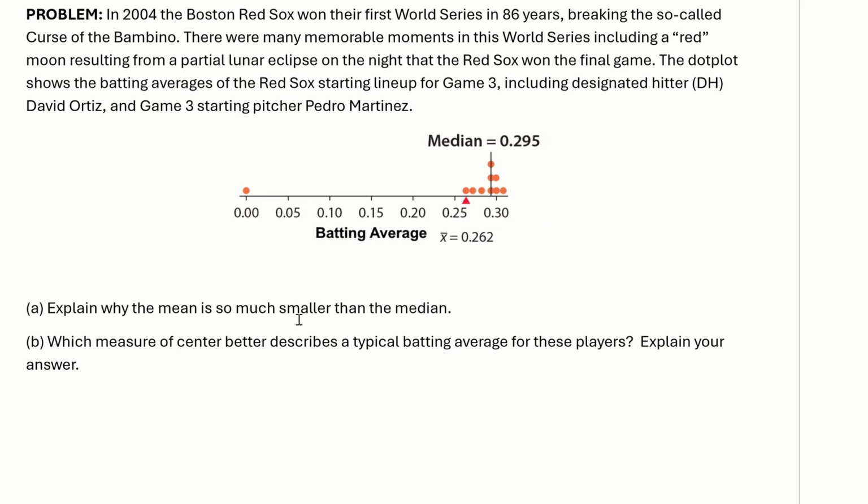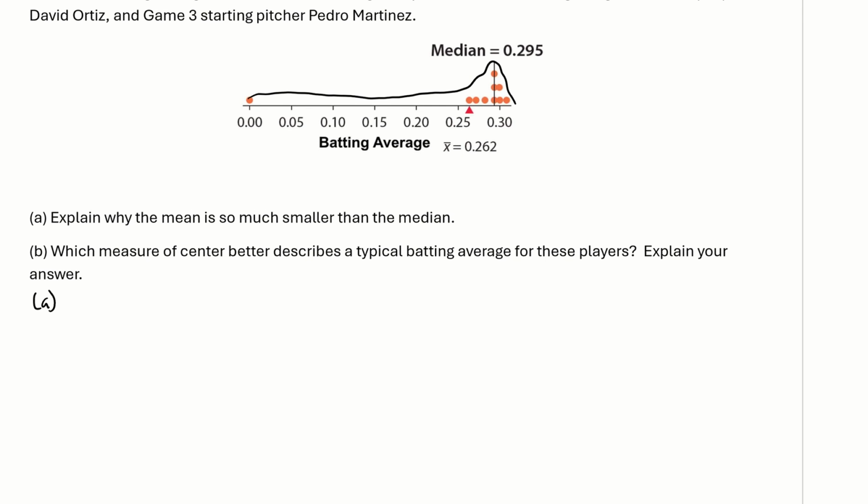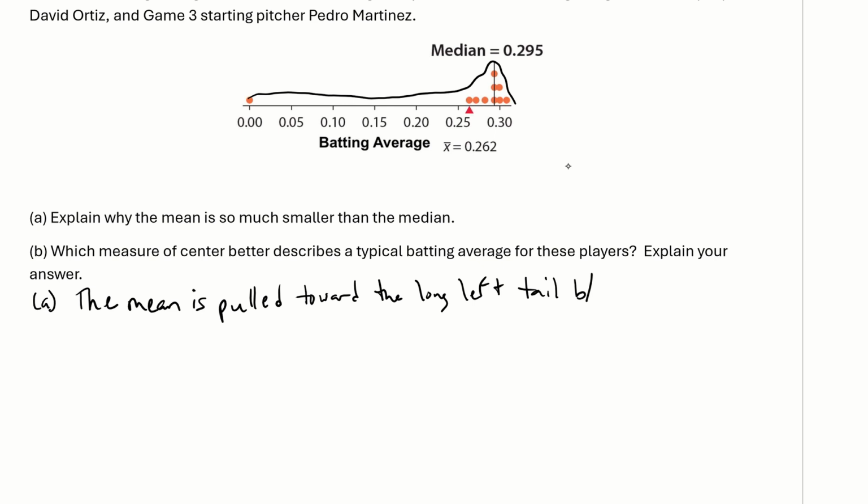So they're asking, why is the mean so much smaller than the median? Well, if you look at this, we have a distribution that's skewed to the left, correct? So because it's skewed, you got that outlier. It's pulling the mean in that direction, right? So for part A, the mean is pulled toward the long left tail because the distribution is skewed to the left.